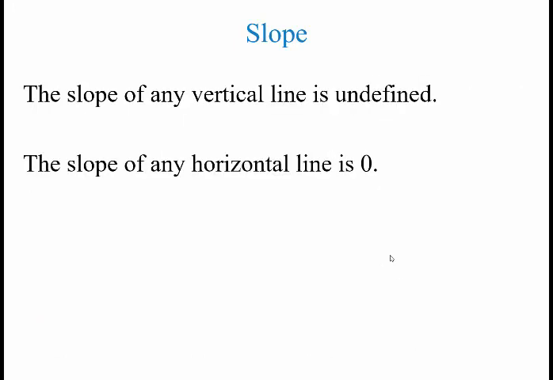All right, so the slope of any vertical line, as I said, is undefined, and the slope of any horizontal line is always 0.